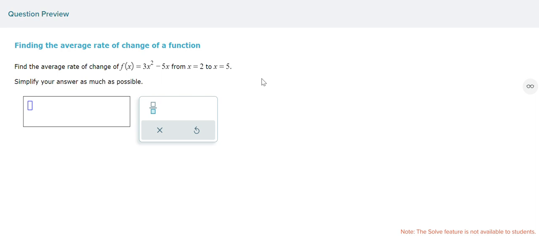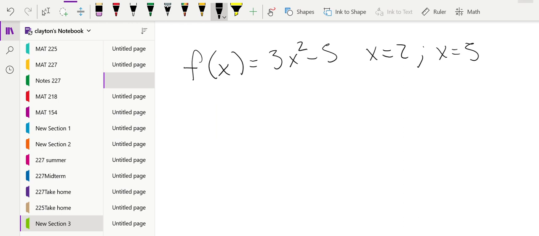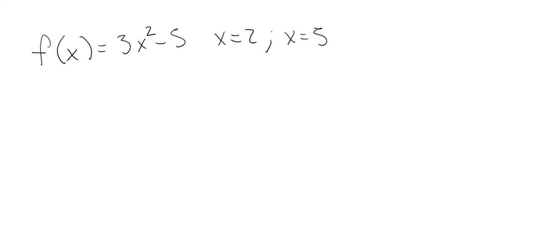The difference quotient is kind of the extended version. So let's find the average rate of change of f of x is equal to 3x squared minus 5x from x equals 2 to x equals 5. So take a second to write down this function, and I will meet you at the whiteboard. All right, let's go ahead.